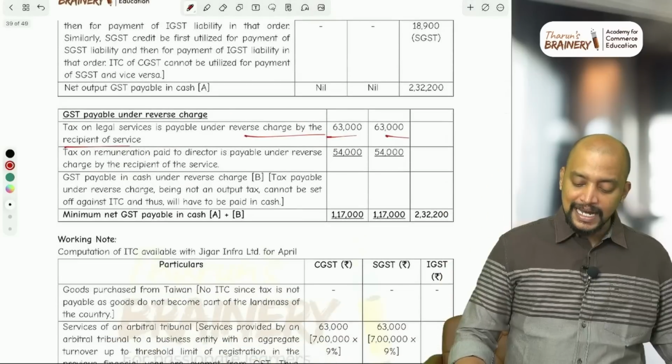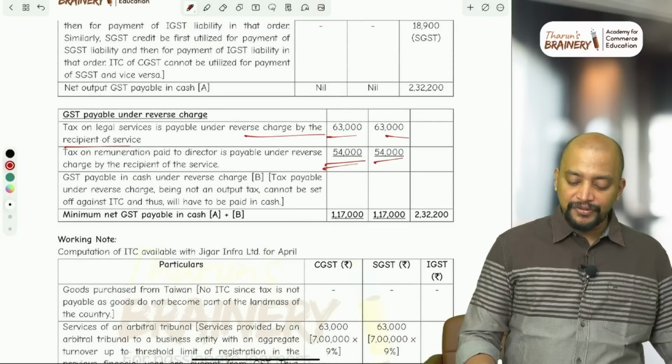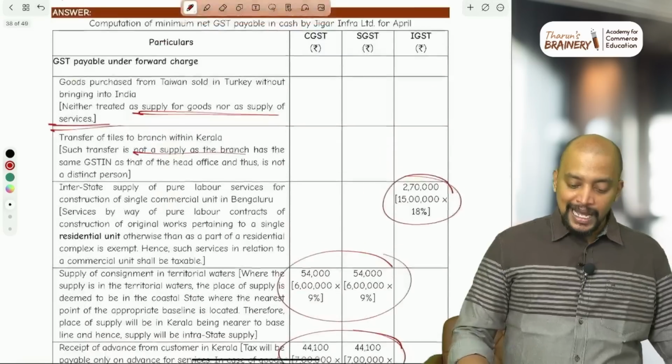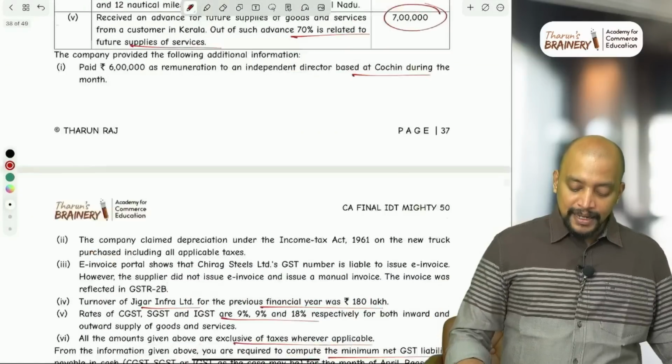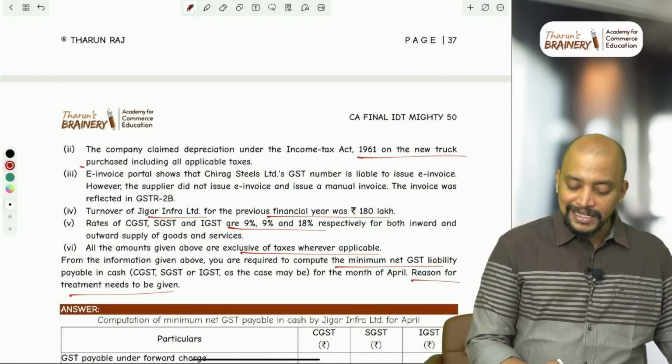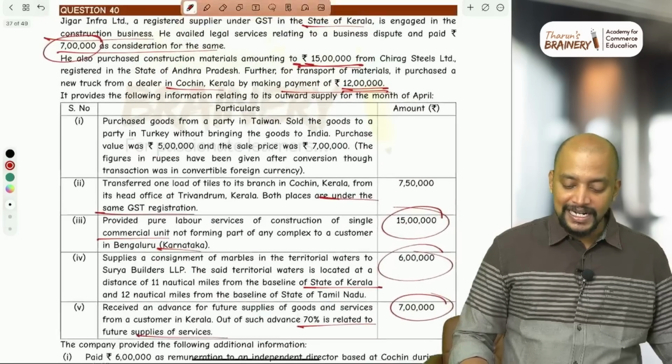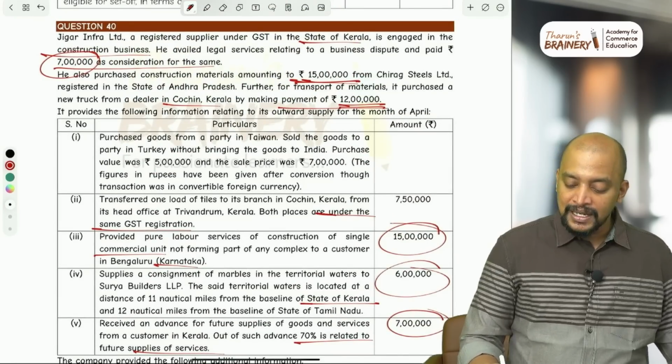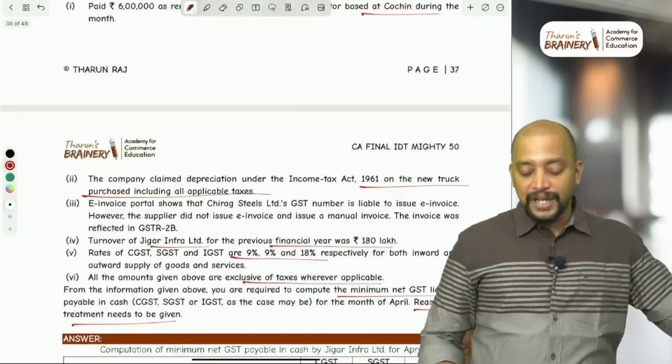You can see here RCM. So remuneration 54,000 and 54,000. And next transaction, the company claimed depreciation under Income Tax Act on the new truck purchased including taxes. So we cannot take ITC with respect to this truck purchased. On this 12 lakhs truck purchase, we cannot take ITC.